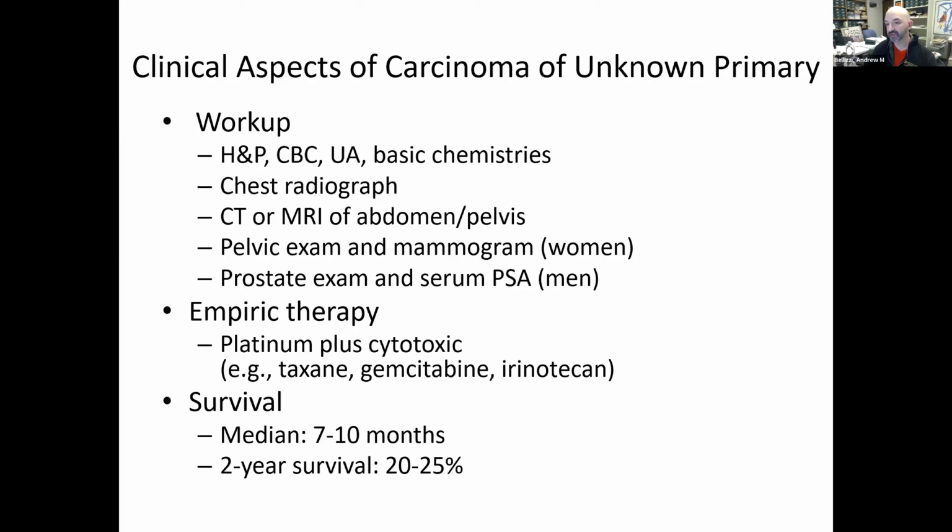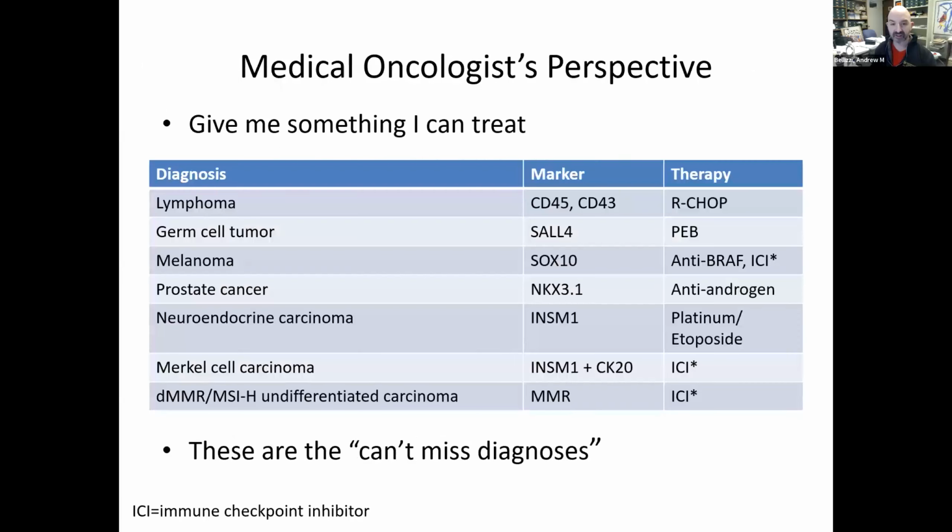In a tumor of uncertain lineage or a carcinoma of unknown primary, if you're able to make a more specific diagnosis, the oncologist can give a more specific therapy, and the prognosis is still often poor, but better. It's better than 7 to 10 months. And the median 5-year survival is better than 20 to 25%.